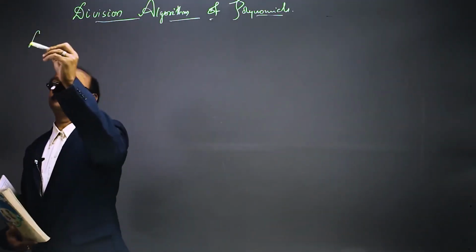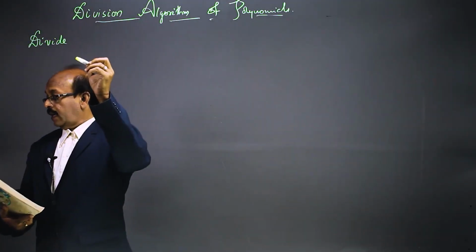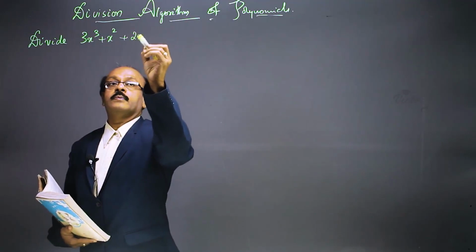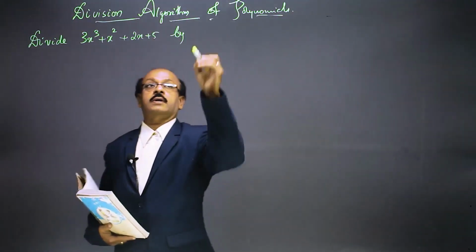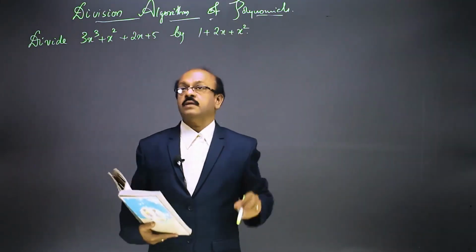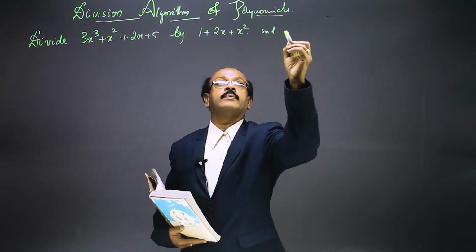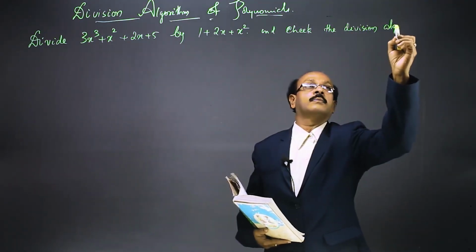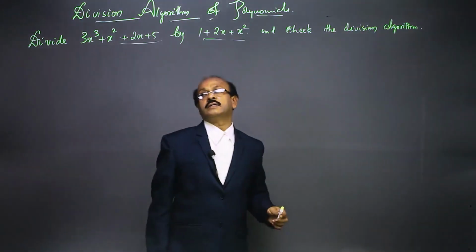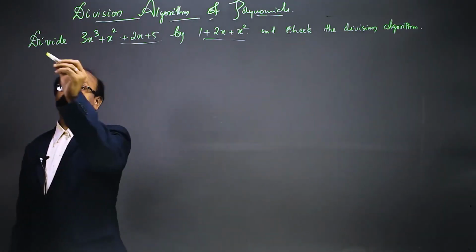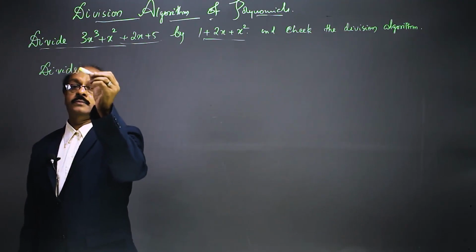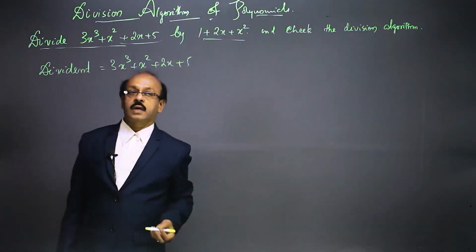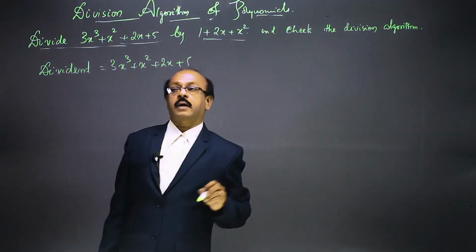Divide 3x cube plus x square plus 2x plus 5 by 1 plus 2x plus x square, and we have to check the division algorithm. Here, the dividend is 3x cube plus x square plus 2x plus 5. And the divisor is not in the standard form or not in the correct order. So, we have to write the divisor in the correct order.